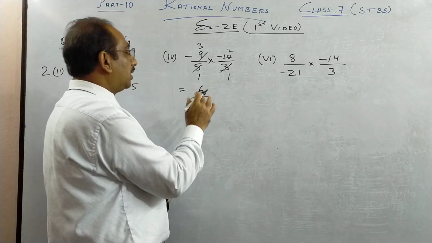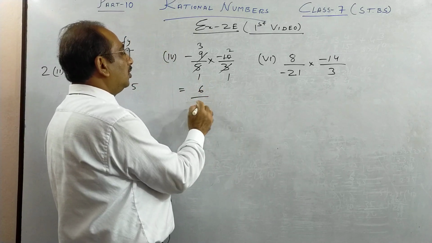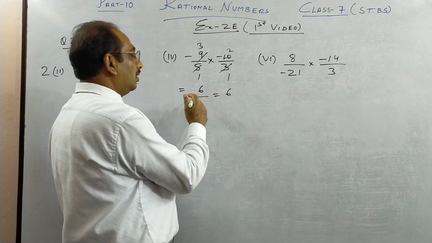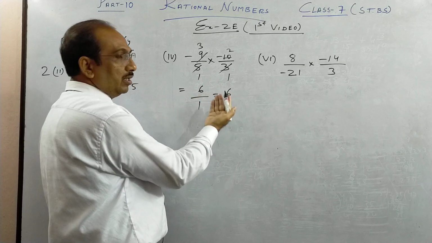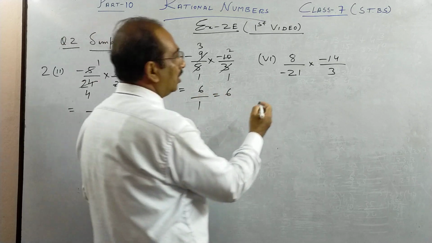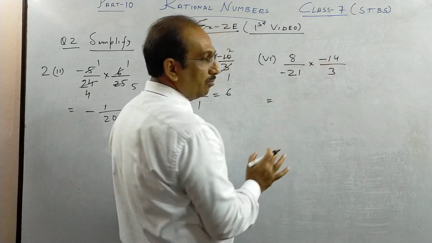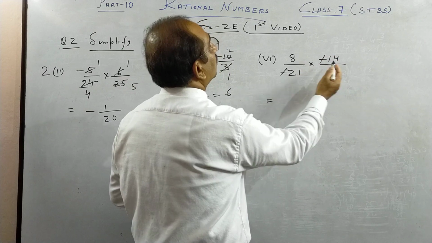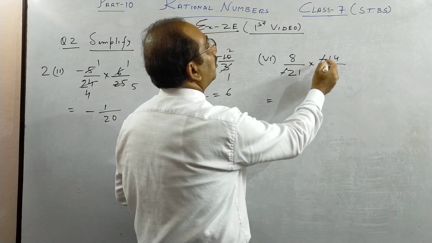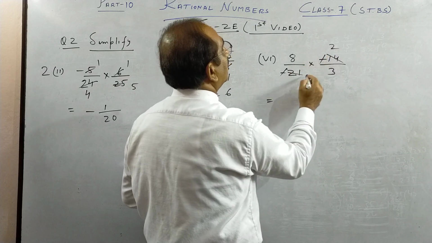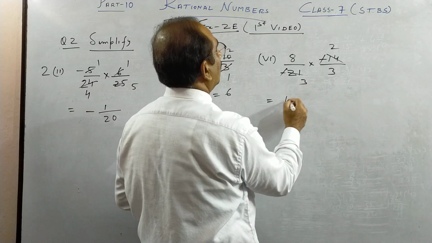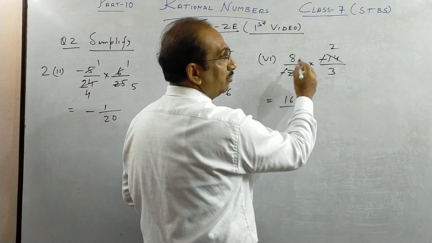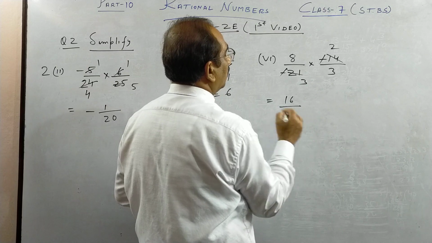It is assumed that any number's denominator is 1. So 6 by 1 is 6. Next here, 1 minus up, 1 minus down. I told you they also cancel. So this 2 will not go, but 7 2s are 14, 7 3s are 21. So we get 8 2s are 16. Multiply up up, down down.